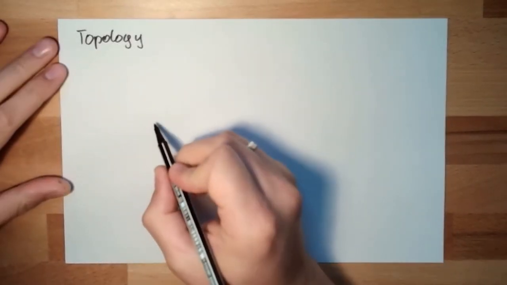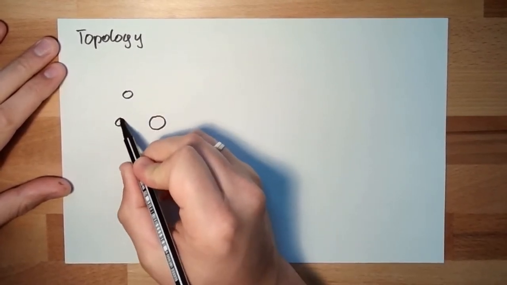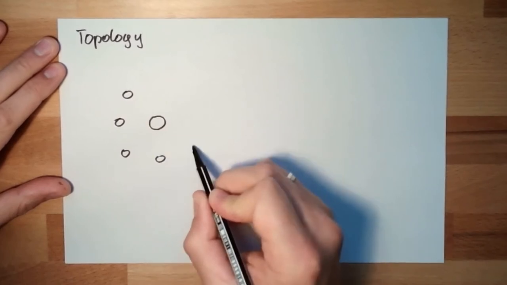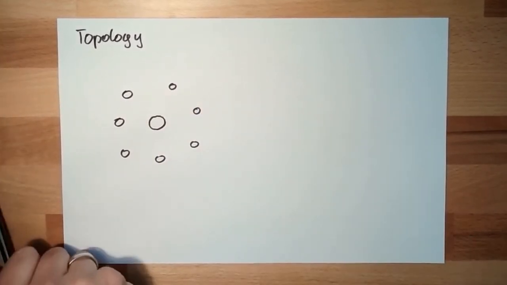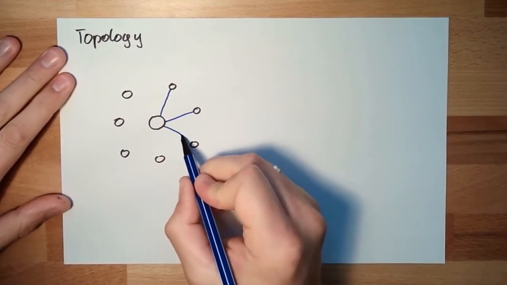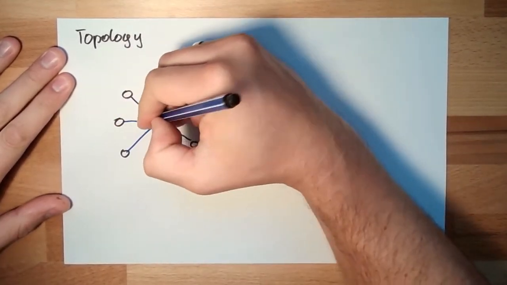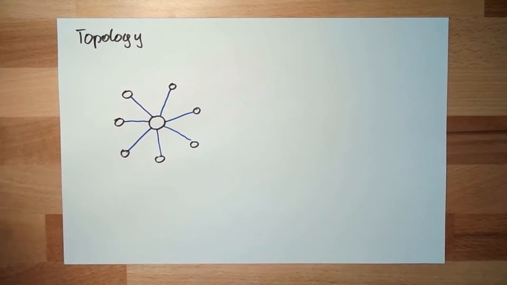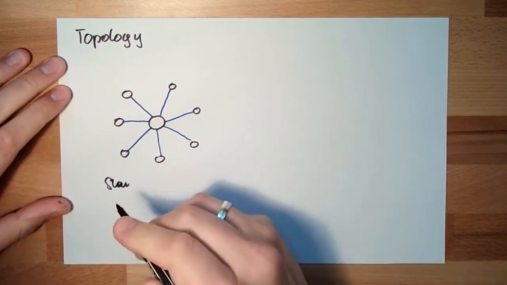There are several topology methods. There can be one central node, and then there are surrounding nodes. The central node is holding a connection to every communication partner. This is a star system, a star bus, because it looks like a star.